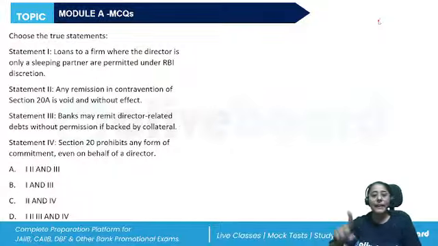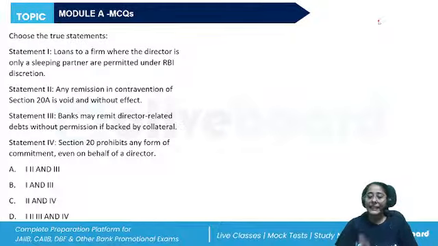The second statement says any remission made in contravention of Section 20 is void and will have no effect. This is a very strict rule. If under Section 20 it is clearly stated that loans cannot be given to any director of the same banking company or any company in which the director has a substantial interest, if let's say the bank contravenes and gives a loan, it will become void without effect. So statement 2 will be correct.